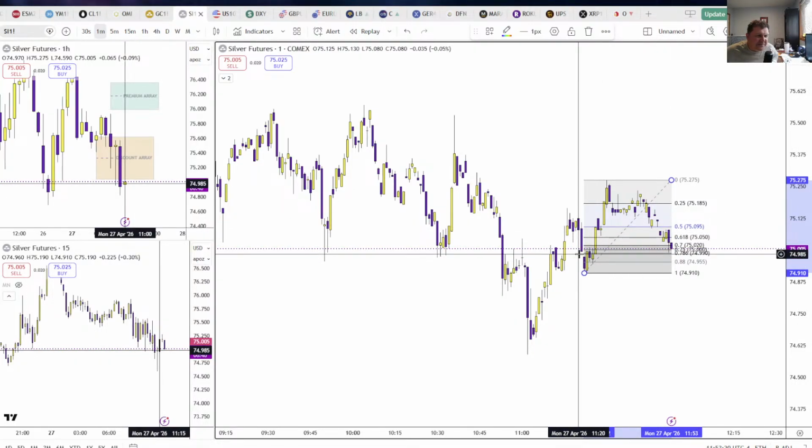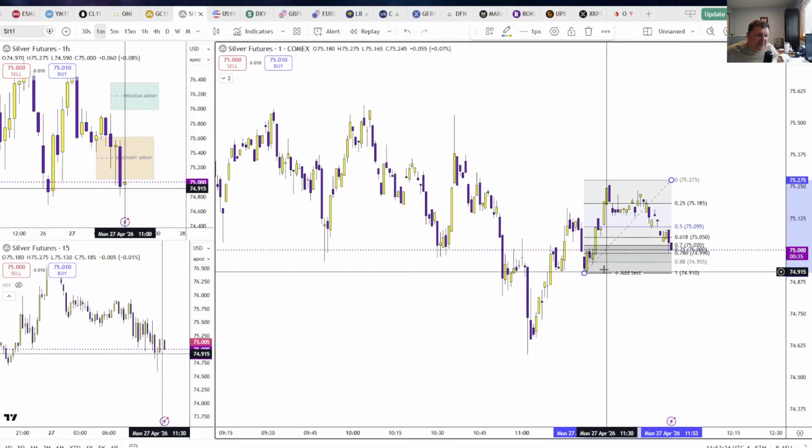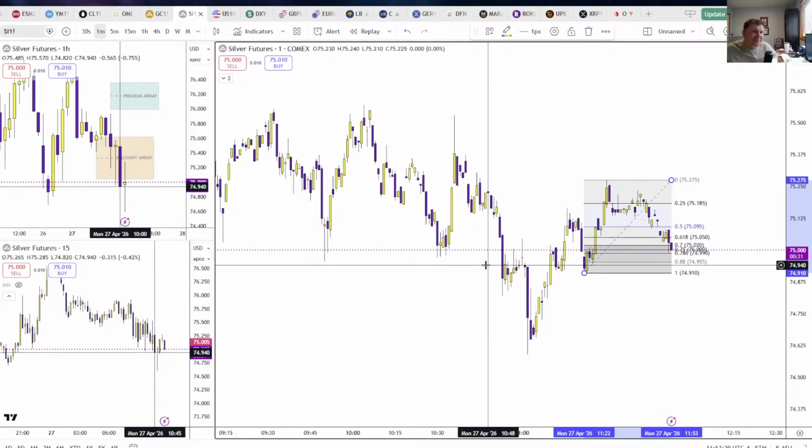Now we're down into this discount box. Premium discount. Watch, see if this closes below here, and then market structure shift, and then start targeting this imbalance here.